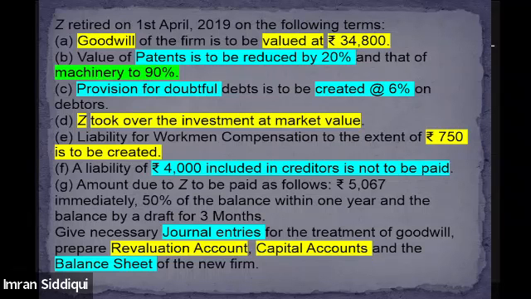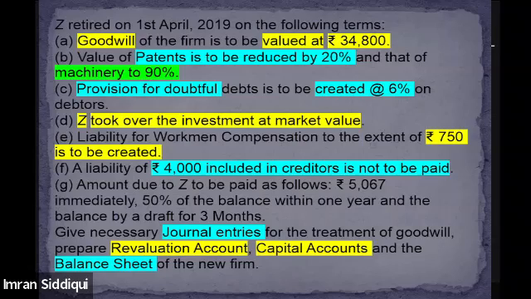It's clear. Then next is liability for workman compensation to the extent of 750 is to be created. So that is a liability which needs to be recorded in the balance sheet only, right? We won't be showing it under the revaluation account. This is a liability. This will be recorded in the balance sheet. Is that clear to you? We won't be doing anything about this right now.